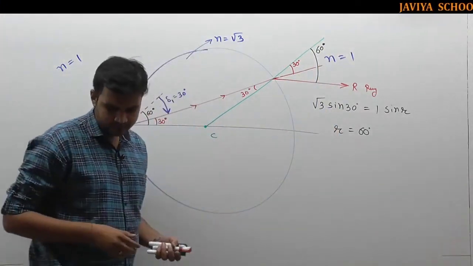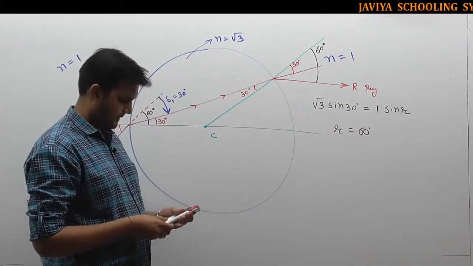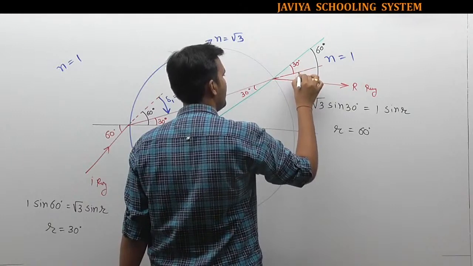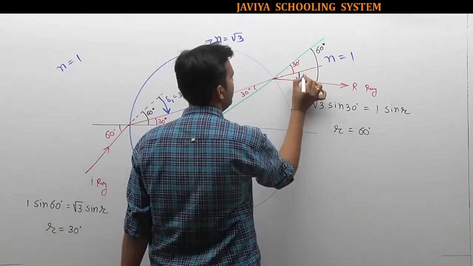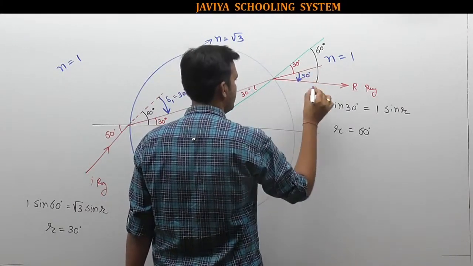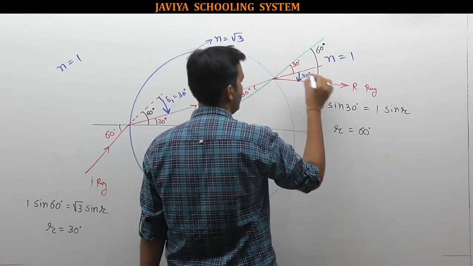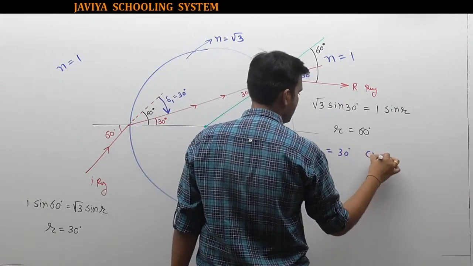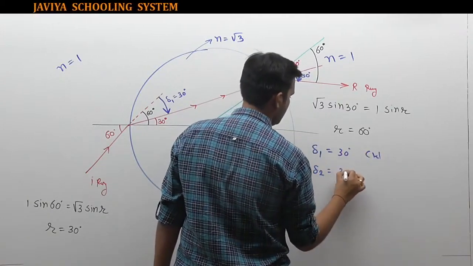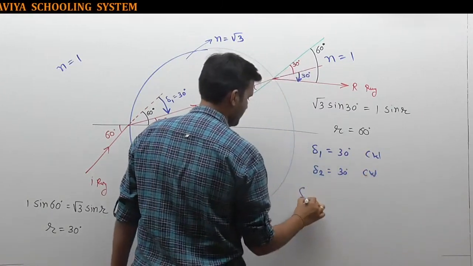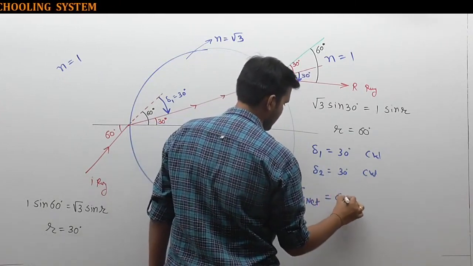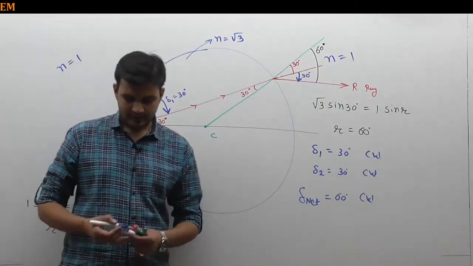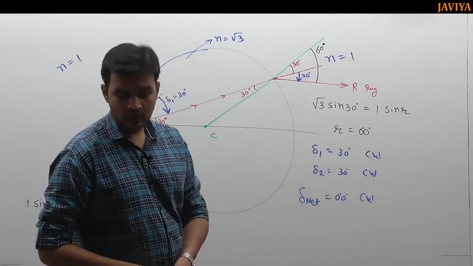Tell me the deviation. So deviation from the normal, if I measure this much only, this is 30 degree. So this is delta 2, you can take this. So what is your delta 1? 30 degree clockwise. What is delta 2? 30 degree clockwise. So net deviation is 60 degree clockwise. Does anyone have any problem? Note it down.